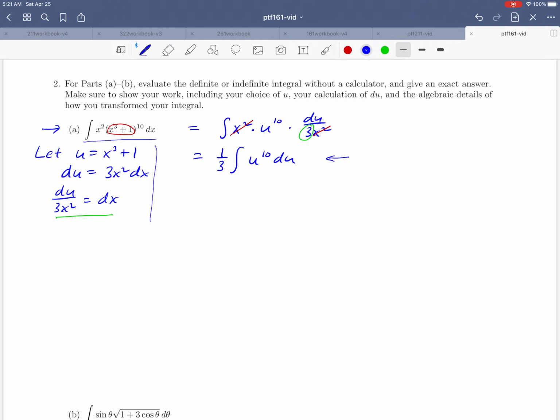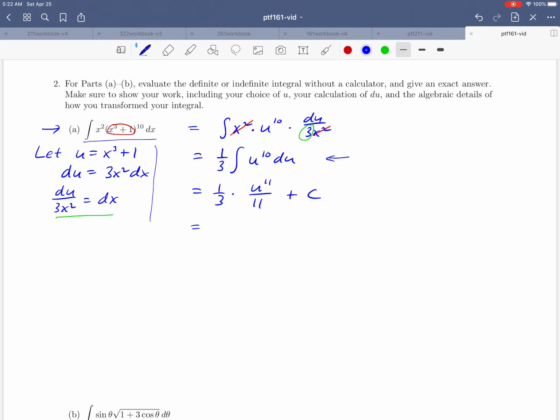And so what that's asking us to do basically is just find an antiderivative for the function u to the 10th. We can do that using the ordinary power rule. Okay, so if we take u to the 10th and find an antiderivative, we're going to get u to the 11 over 11. This is an indefinite integral, so there's a plus c on the end.